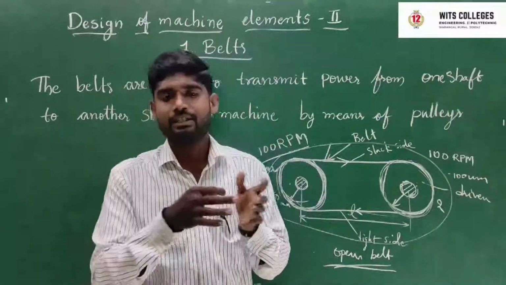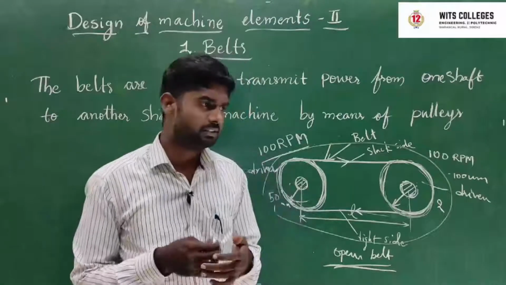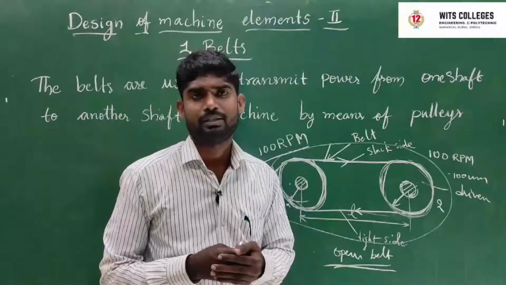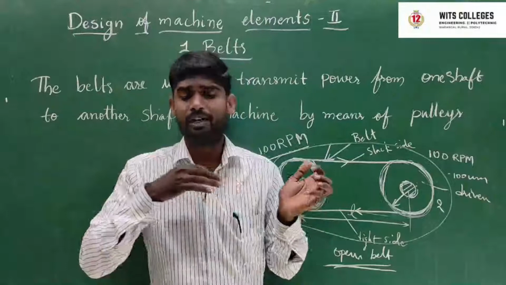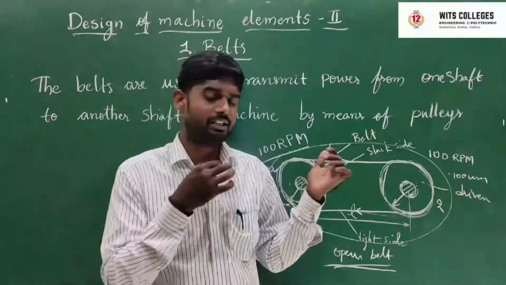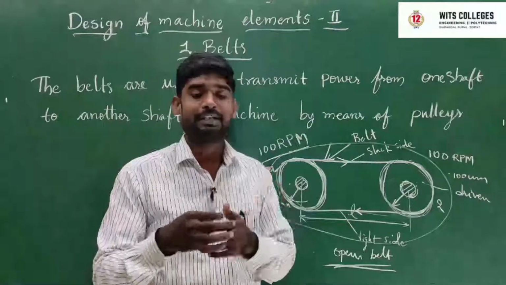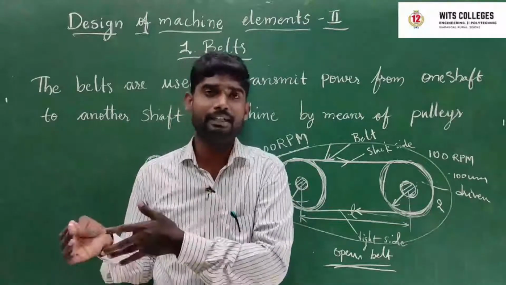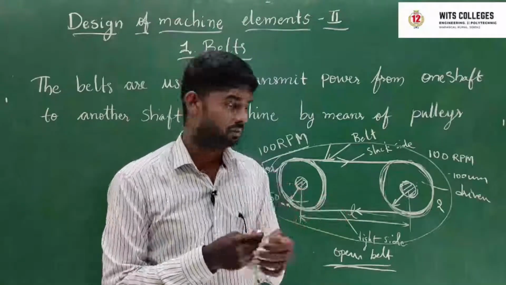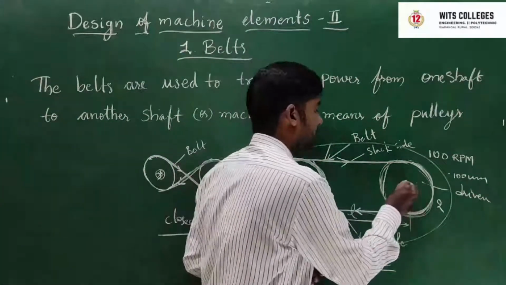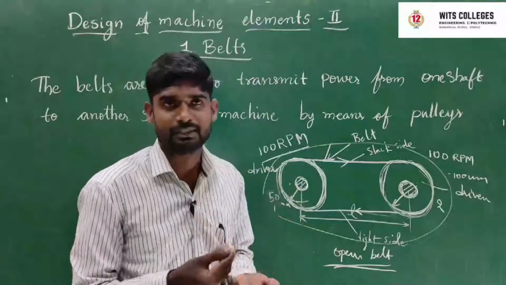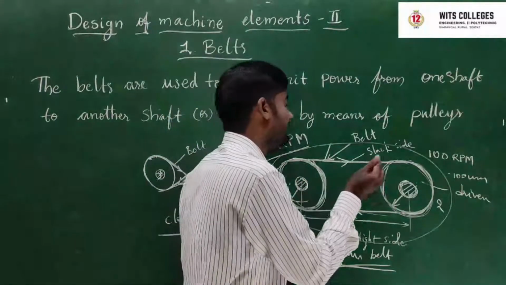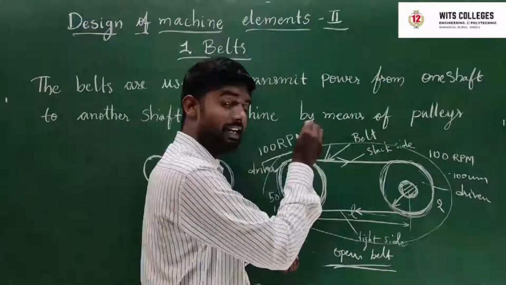Next, coming to the selection of belt drives. Why the selection of belts? Selection of belts is very important, and the following factors are involved. We already discussed some of the important factors. Some factors are the speeds of the driving and driven shafts. This is the driver shaft, this is the driven shaft. What are the speed limits? The selection of belt drives depends on the driver and driven shafts.